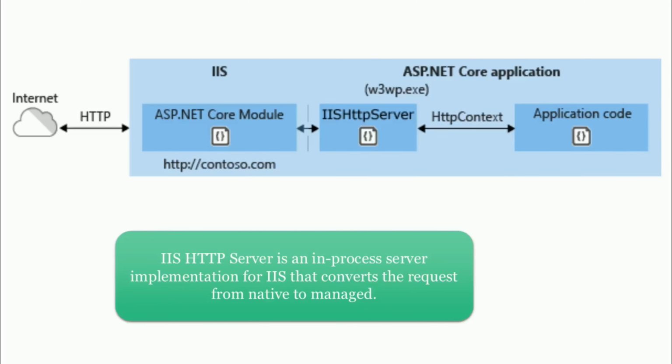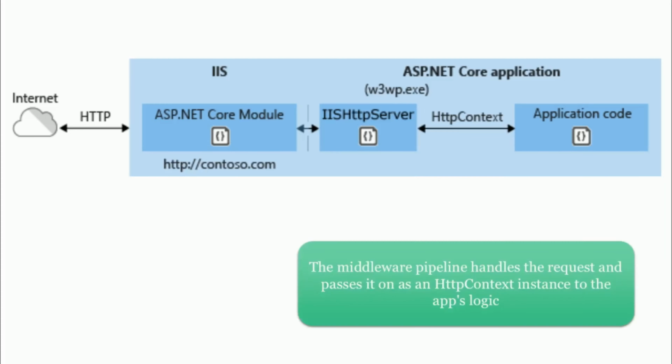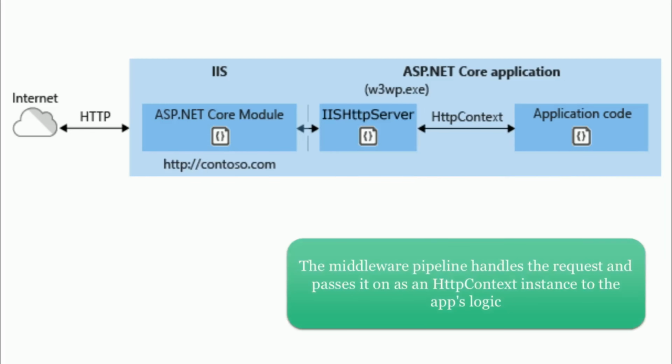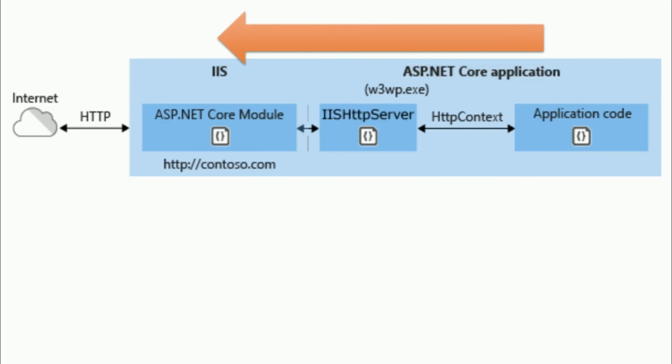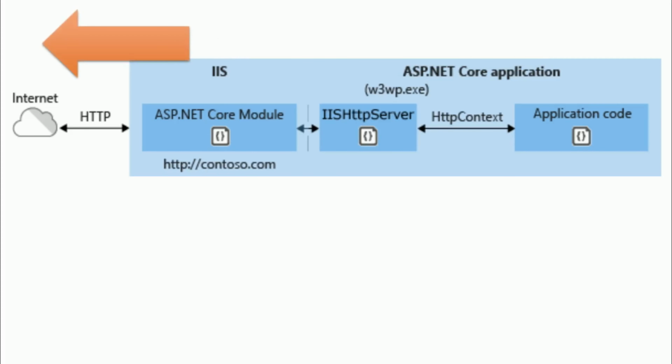After the IIS HTTP server processes the request, it is sent to the ASP.NET Core middleware pipeline. The middleware pipeline handles the request and passes it on as a HTTP context instance to the app's logic. The app's response is passed back to the IIS through the IIS HTTP server. IIS sends the response to the client that initiated the request. Alright, let's quickly host our application in IIS as an in-process server hosting. For that, let's go to the Visual Studio.